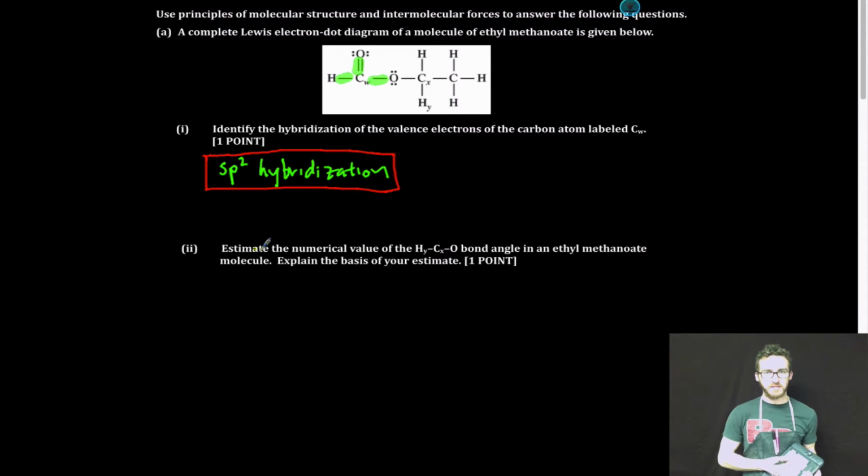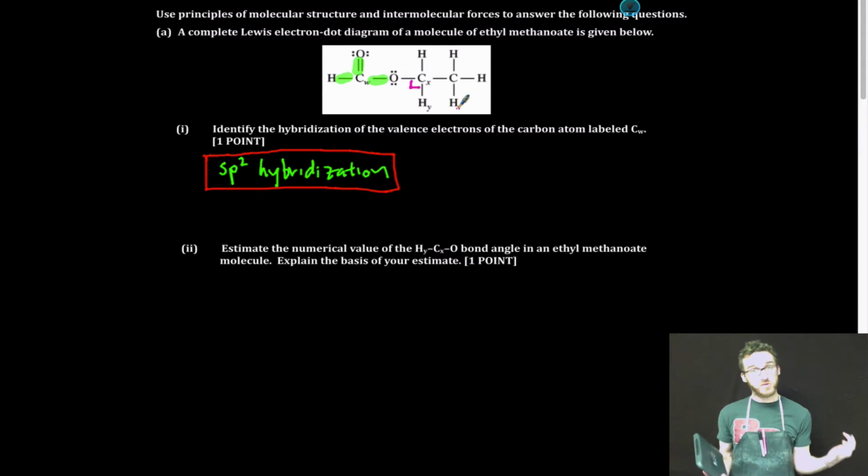Subpart II. Estimate the numerical value of the H-C-X-O bond angle in an ethyl methanoate molecule. Explain the basis of your estimate. Alright, once again, we're going to be counting up the regions of electron density about the atom that we're concerned with. We're trying to determine what the bond angle here is. And as it's drawn, it looks like it's 90 degrees. But again, one of the drawbacks of Lewis structures is that they don't do a great job of showing us the true three-dimensional structure. So let's count up those regions.